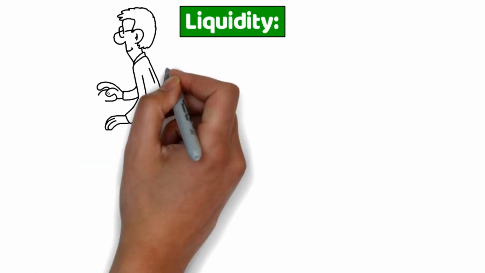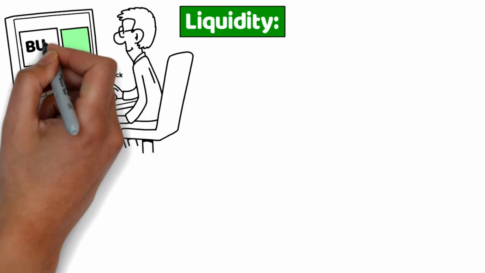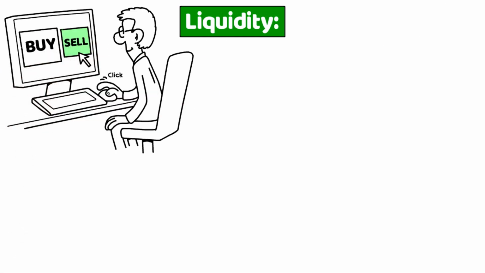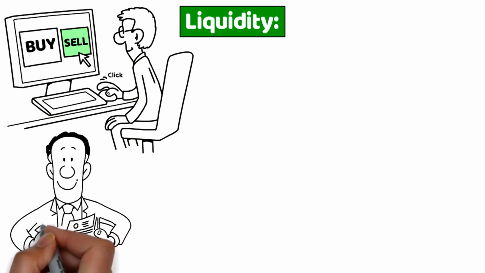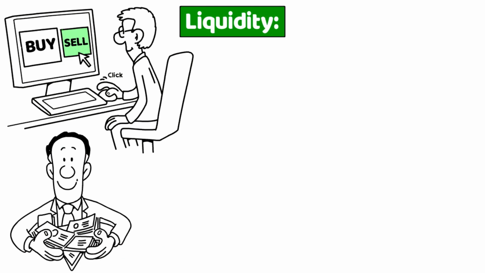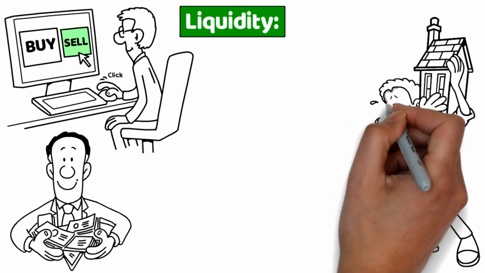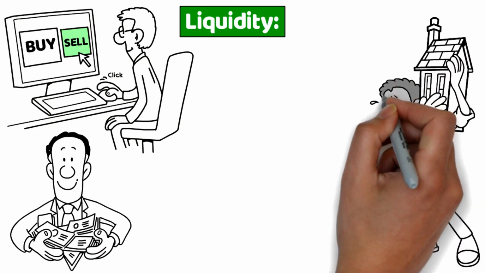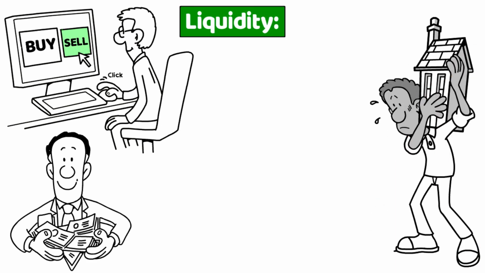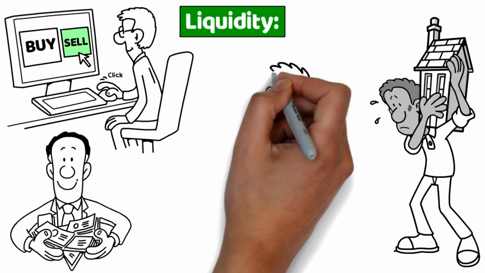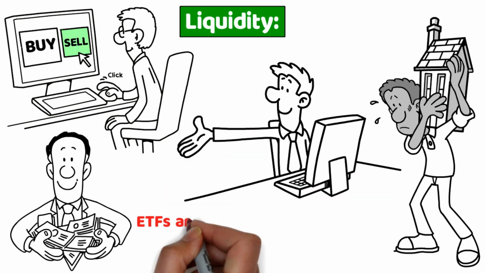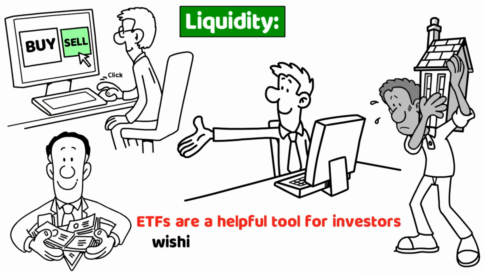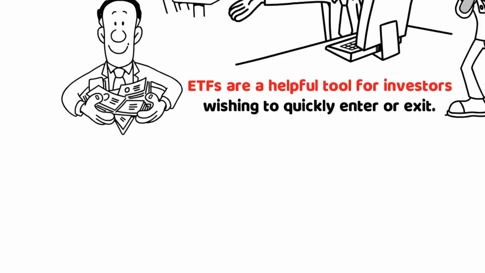Liquidity. Since ETFs are traded on exchanges, you can buy and sell them at any time of the day. In other words, investors can swiftly and fairly sell an ETF to collect their profits. In comparison, investing in something like a house can be viewed as less liquid because it would take longer to find a buyer. You might have to accept a substantial discount if ever you need to sell it quickly. ETFs are a helpful tool for investors wishing to quickly enter or exit.